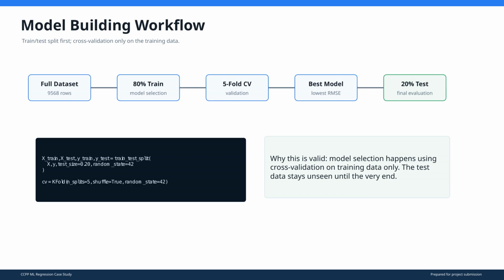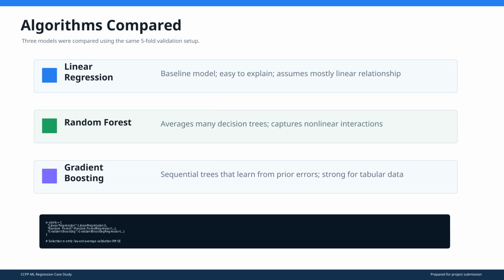The data was split before any model comparison. 80% was reserved for training and model selection, while 20% was held out as the final test set. On the training portion, I used 5-fold cross-validation. In each round, 4 folds trained the model and 1 fold validated it. The average validation score was then calculated. This approach gives a more reliable comparison than using only one validation split and protects the final test set from influencing model selection. 3 algorithms were compared under the same 5-fold validation process.